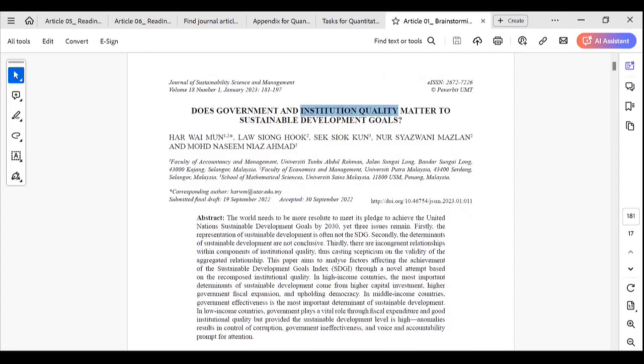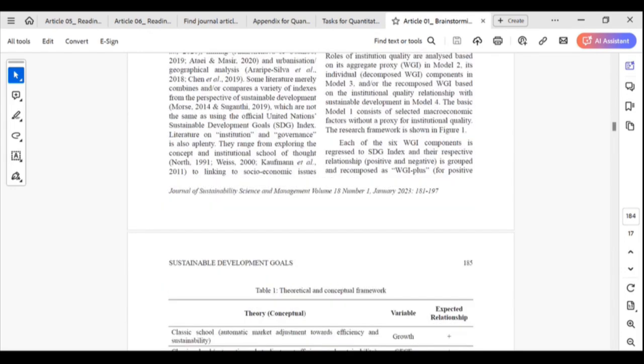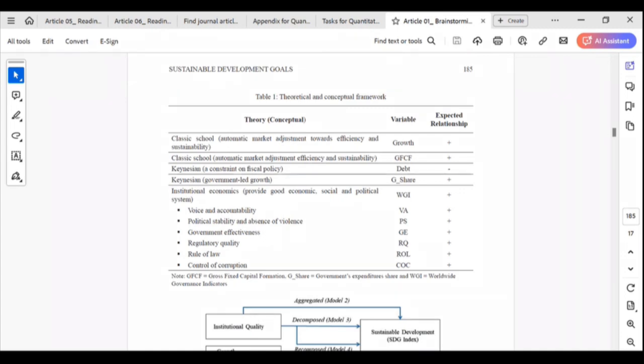So I use the Worldwide Governance Indicators, because they have 6 components that cover everything, including corruption, economic freedom, democracy, property rights, all these things. Then for government, you have a lot of indicators too. When you say government, you more likely think of the Keynesian school of thought versus the classical school of thought. Here these are the indicators that represent government. Now, let's say we use this one. What is the theoretical consideration? What is the technical consideration? What is the best method to use? Okay, one by one.